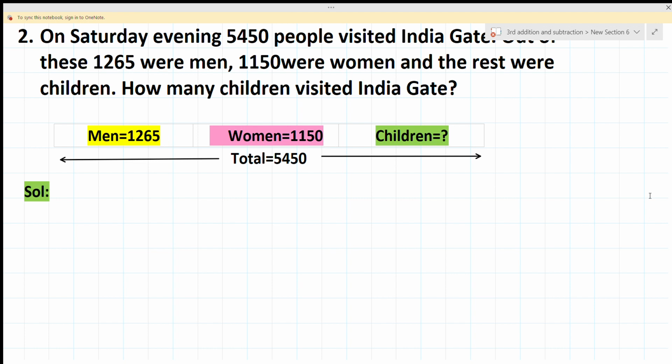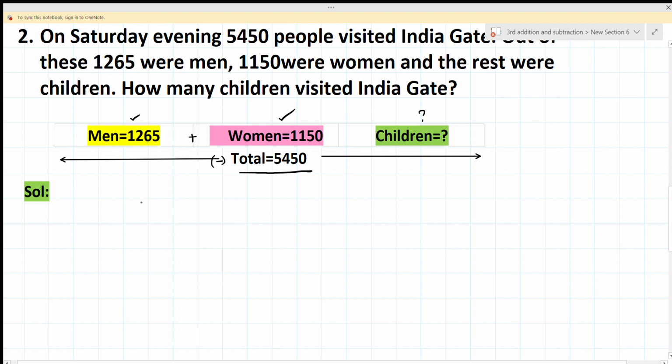Yes, now look at the picture. You can get a clear idea. Listen. So total number of people who visited is 5450. Number of men is given and number of women is given. We want to find the number of children. So we know the total number of people and the number of men and women. So you just add these two numbers, that is number of men and women, and subtract from the total number of people. We will get the number of children.